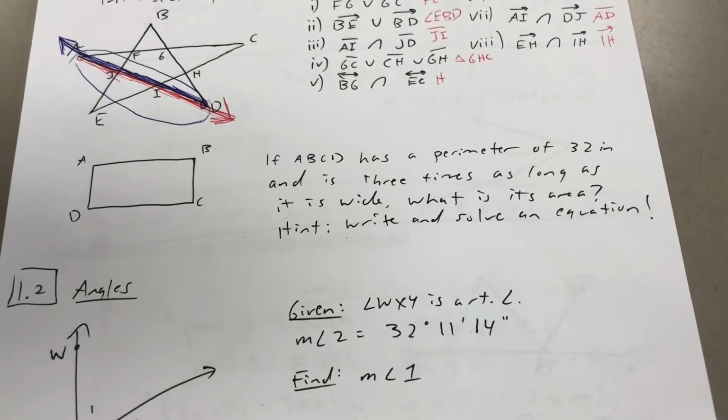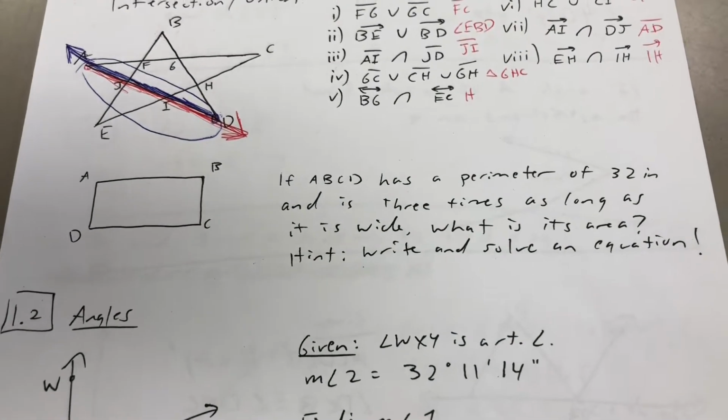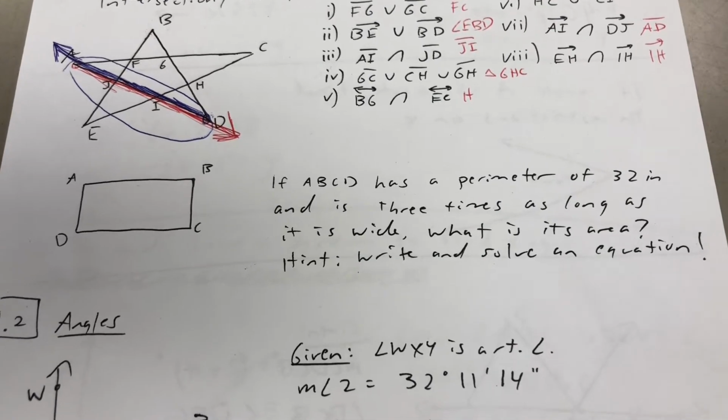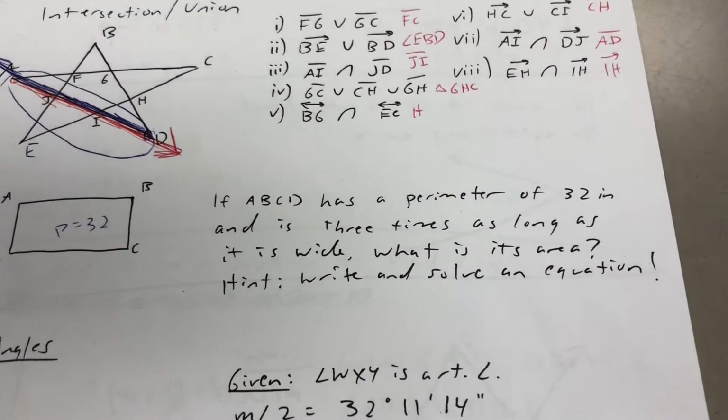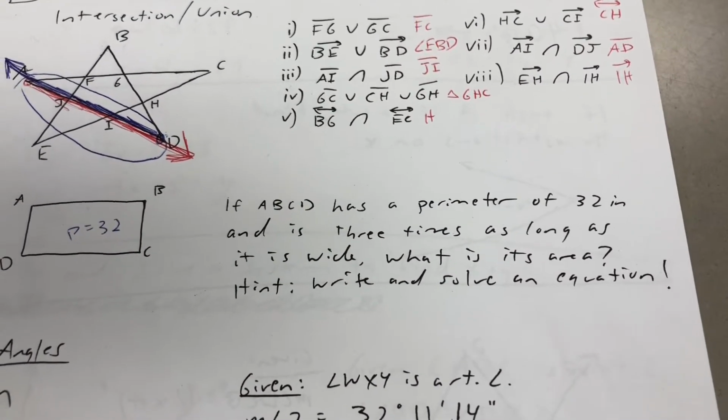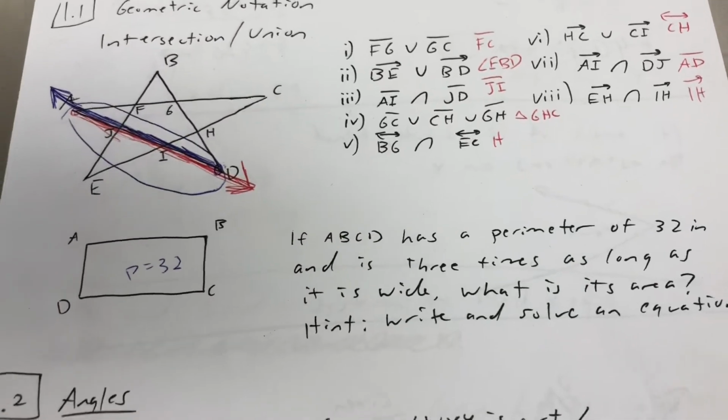This is the next part of the geometry review, writing some equations. We've got what appears to be a rectangle here. It has a perimeter of 32 inches, so I will write that down. Perimeter is 32. It's 3 times as long as it is wide. I want to find the area, and it wants me to write and solve an equation.